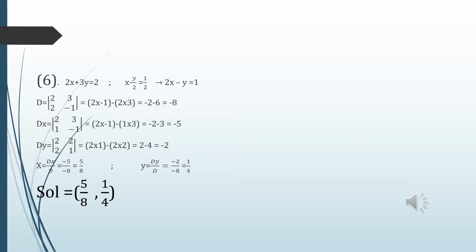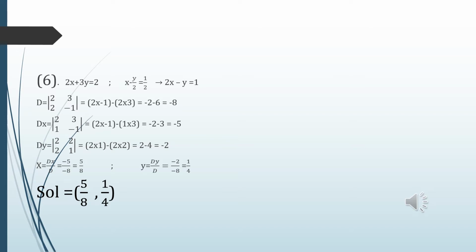The last example in the practice set, example number 6. The given two equations are 2x plus 3y is equal to 2 and x minus y upon 2 is equal to 1 upon 2. Now look at the second equation. The second equation is x minus y upon 2 is equal to 1 upon 2.